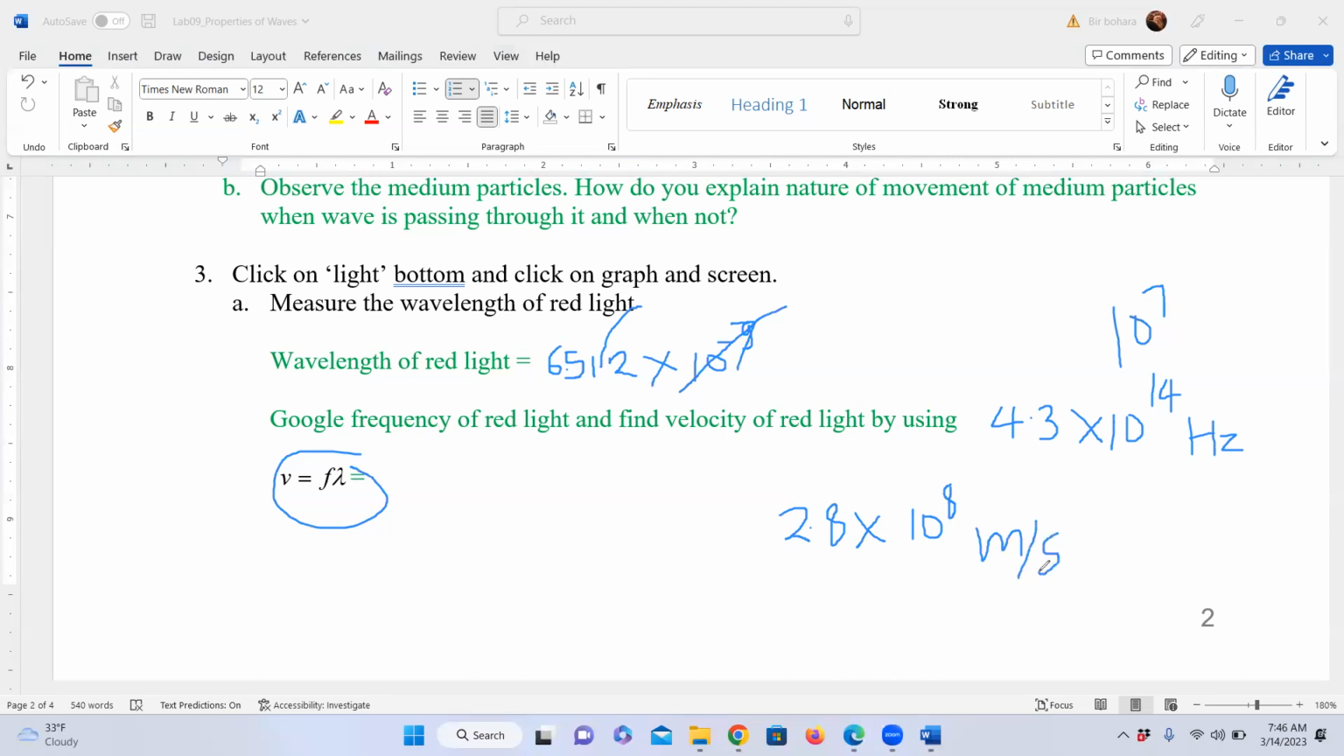So we are getting a reasonable value, right? Because the actual value of the velocity of light is nearly 3 times 10 power 8. We are very close to the actual value of the velocity of light. If you are getting something different by measuring the wavelength and the frequency of the light wave, then you are doing it wrong, right? Your velocity should be very close to this one. The actual value is 3 times 10 power 8.